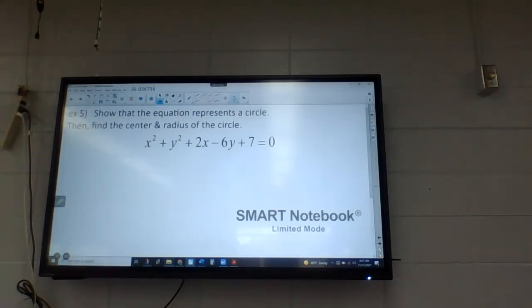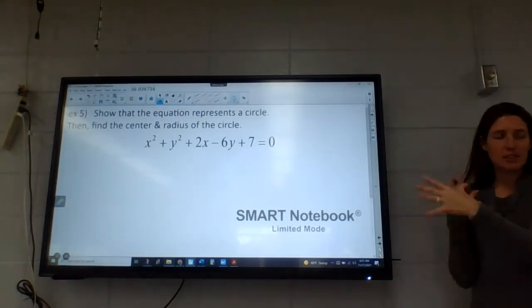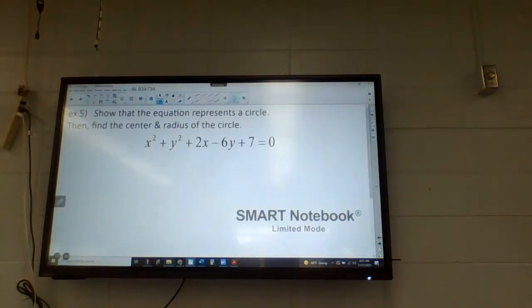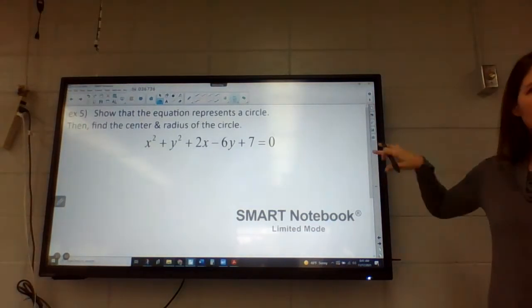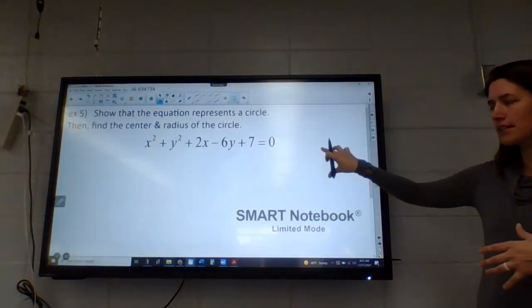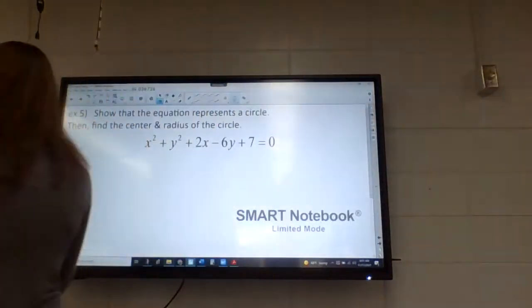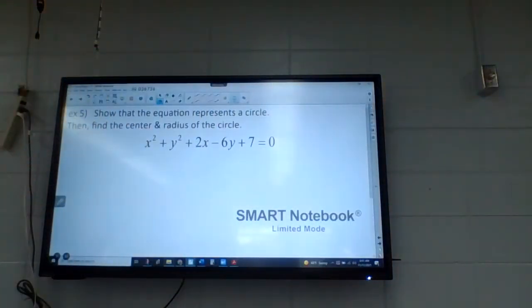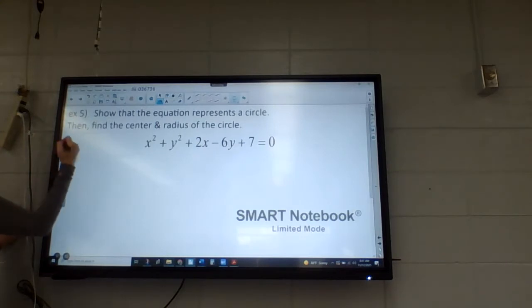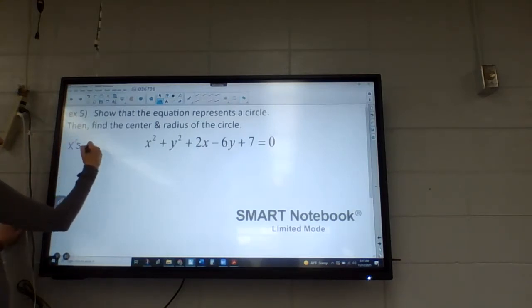Okay, so the reason we did the warm-up is because of problems like these. So, just like we did in the warm-up, we're gonna get rid of that constant term. So I'm gonna move that constant term over, so that 7's gonna move over to the other side. But I'm also gonna rearrange this. I'm gonna put the x's together and the y's together. So, reorganize. X's and y's together.